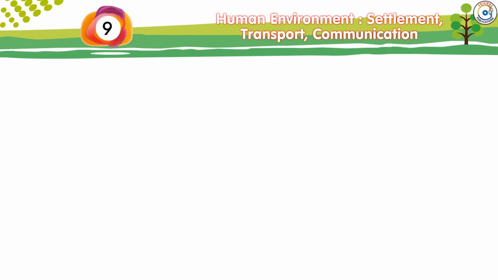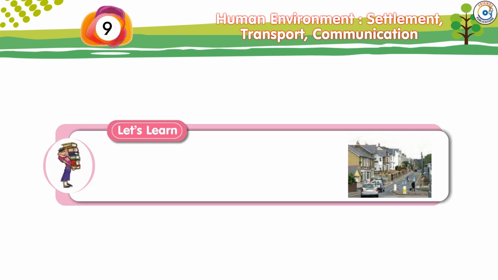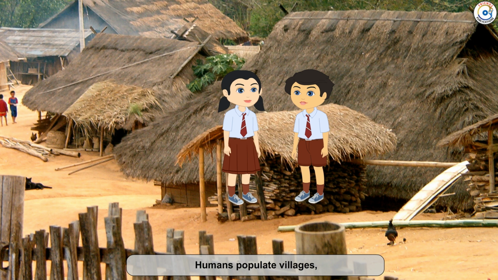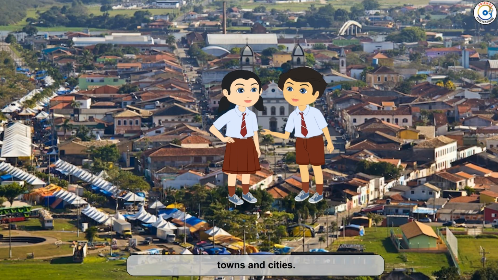Chapter 9: Human Environment, Settlement, Transport and Communication. Let's learn settlements and their different types; transport: roadways, railways, airways, waterways; and communication. Humans populate villages, towns and cities.